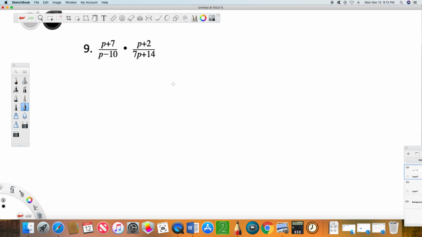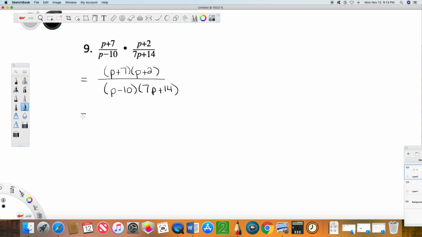All right, but let's start out by multiplying these two fractions together to get a single fraction. Multiplying fractions is easy. You just multiply straight across the numerator and straight across the denominator. So in the numerator, I have this binomial times this binomial. And in the denominator, same idea, this binomial times this binomial.